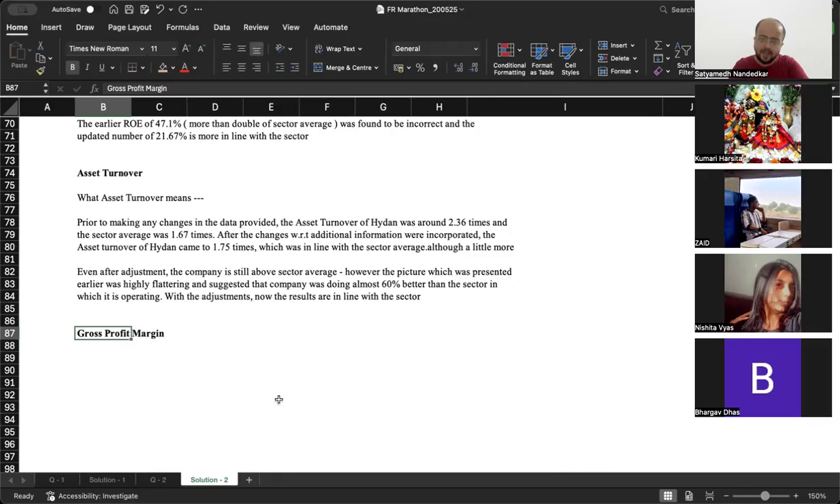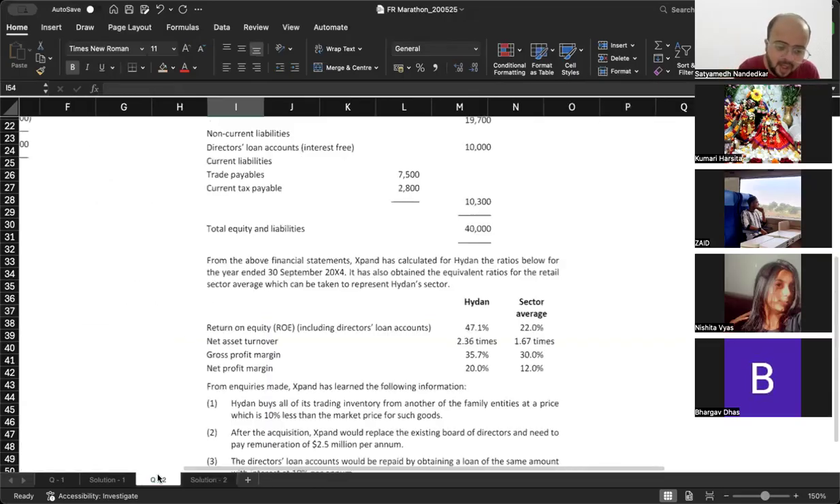Can you take a minute and try to frame the interpretation for gross profit margin. पहले एक लाइन में लिखो what does gross profit margin mean. Then you compare it with the sector average. What you say: sector average was this, you say before adjustment Hayden का value was this, then you say after adjustment Hayden का value is this, and then make a statement on whether it is in line with the actual sector average or not. ठीक है. Take 2 minutes and quickly write down the interpretation. ठीक है. 2 minutes I'll give you.